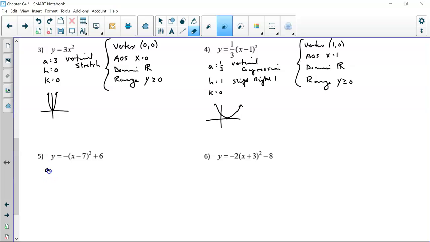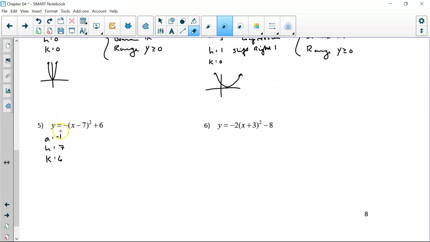So for number 5, a, the leading coefficient, is -1. H, watch your signs, is 7. And k is a positive 6. So we've got a little bit more going on here. We have an x-axis reflection. H is 7, so it means we're going to the right 7. And k is 6, that means we're going up 6. My vertex is (7, 6). Axis of symmetry, x equals 7.